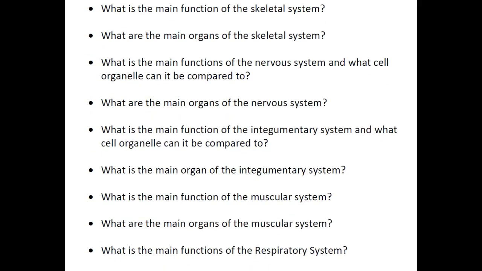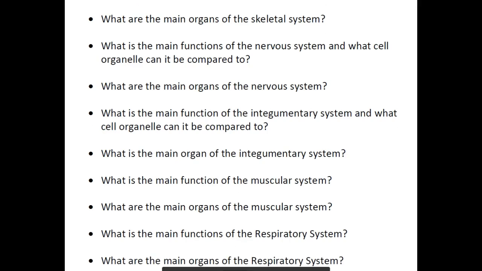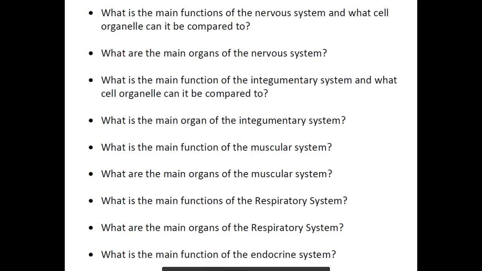What is the main function of the integumentary system, and what cell organelle can it be compared to? Well, the main function of the integumentary system is to provide protection against the environment, and the cell organelle it can be compared to most often is the cell membrane. What is the main function of the muscular system? Well, it provides many functions, but the main one is locomotion. What are the main organs of the muscular system? The tricep, the bicep, any one of your major muscle groups.